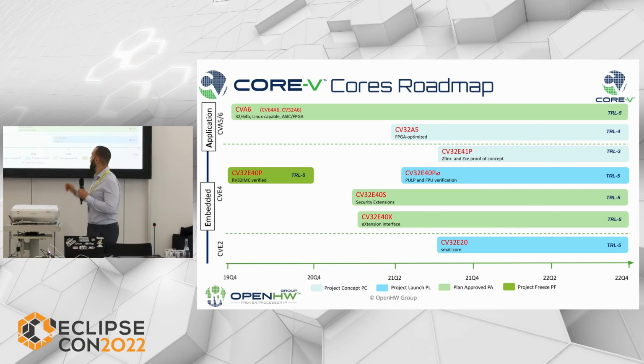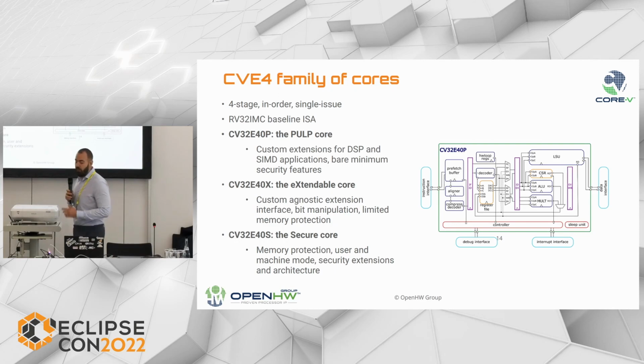So this is the roadmap of our IPs. So now I'm switching to the open hardware IPs at large. Those are all the RISC-V CPUs. We have both in the application domain, so capable of running Linux, and in the embedded domain, so the ones meant for low power and real-time applications. So we have different cores. I try to group them in families.